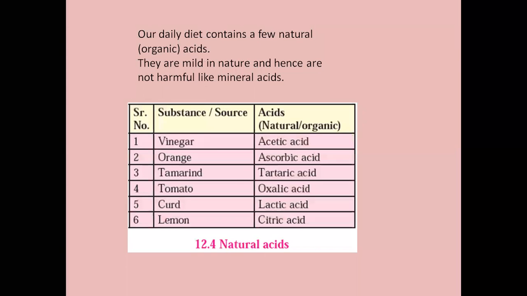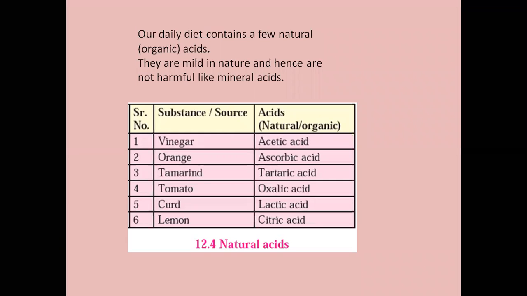The common natural acids which you see in our daily diet are vinegar, which is acetic acid, orange contains ascorbic acid, tamarind contains tartaric, tomato contains oxalic, curd contains lactic acid, and lemon contains citric acid. These names you need to remember by heart when I am talking about these substances, its source, and what acids contain the natural acids in them. These are the acids which are weak, which are edible.